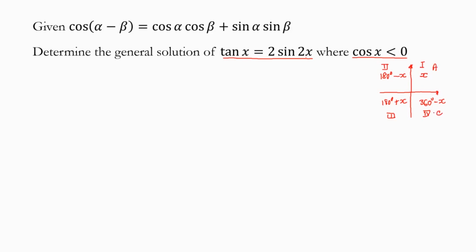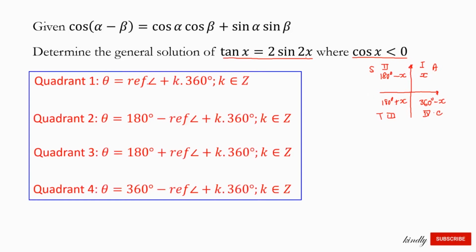Only cos here in quadrant 4 is positive. All the trigonometric ratios here are positive, and only sine of an angle here is positive, and only tan is positive in the third quadrant. So this will assist us a lot to deal with the general solution. For all the trigonometric ratios, quadrant 1 is going to be the reference angle plus k times 360 degrees, where k is an integer.